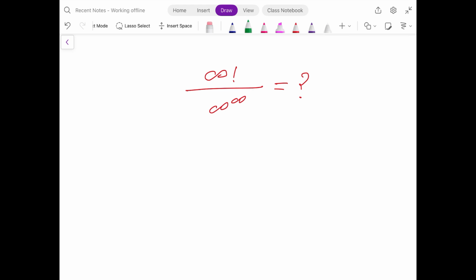In today's video, we are going to discuss the solution of a very interesting mathematics problem. Here we have to find the value of infinity factorial divided by infinity raised to infinity. In order to find the value of this expression, we will first convert this question into a limit.